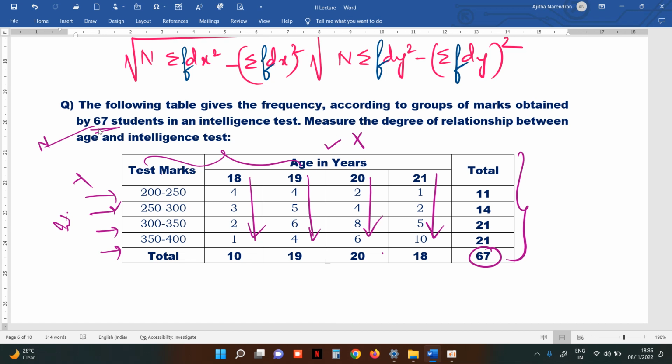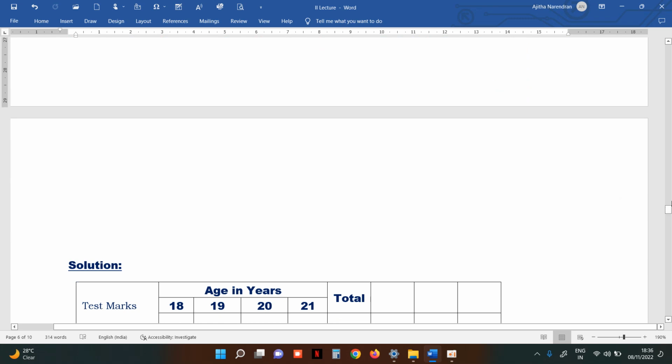So this portion we are going to take as x, and this portion we are going to take as y. How we have to compute the values of all this, we are going to see in this sum. So the same thing you can just paste it. I've already pasted the same thing.